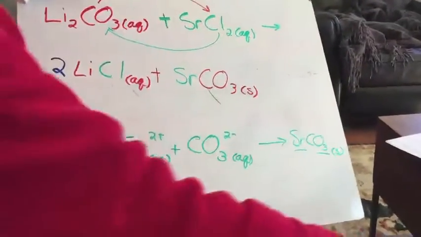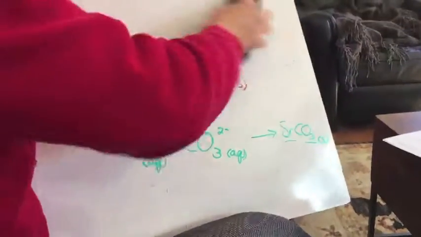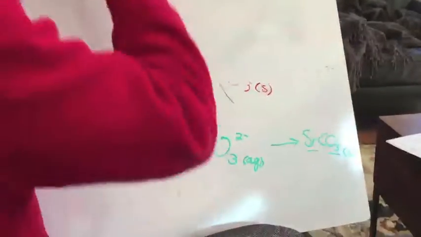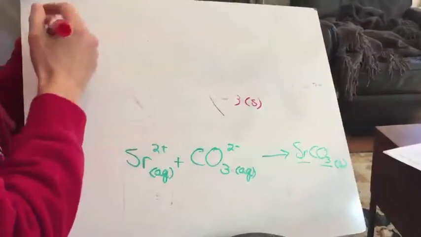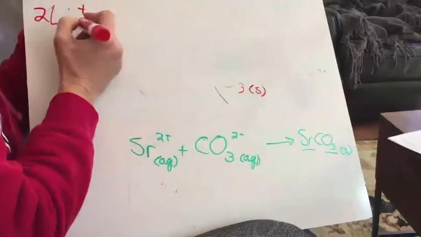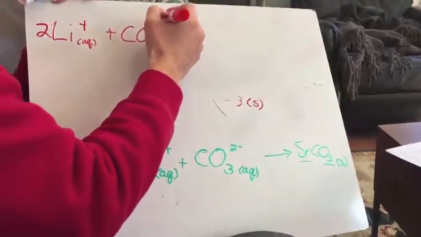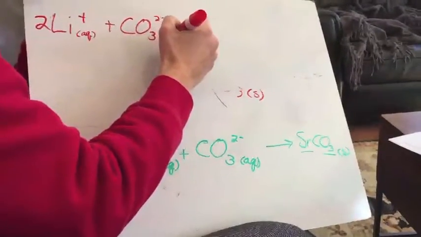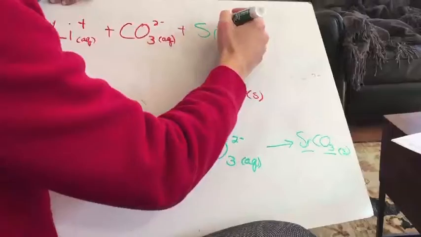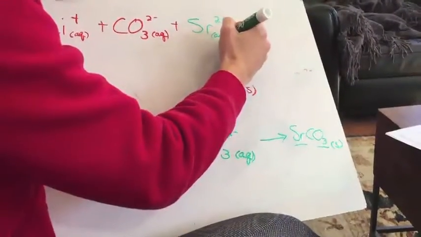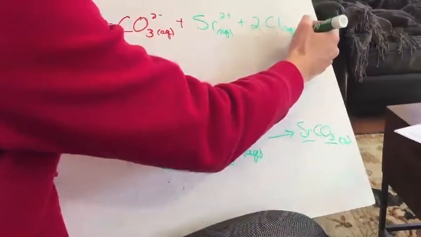Now, if we want to talk about the longer and more complicated way of looking at these, this is what we call a complete ionic equation. So we started out with lithium ions, 2 lithium ions that were dissolved in solution, and 1 carbonate ion that was also dissolved in solution. And we combined it with a strontium ion that was in solution and 2 chloride ions that were also in solution.